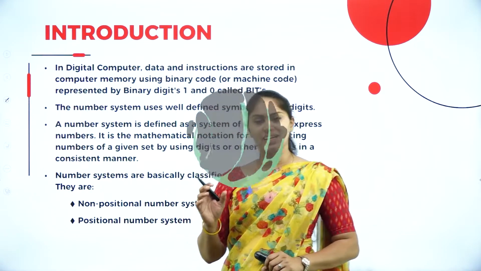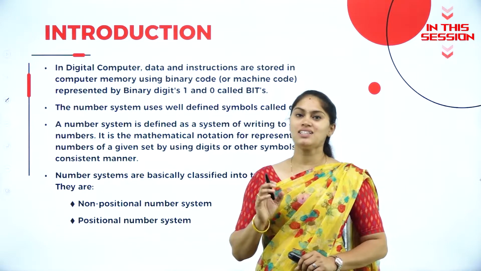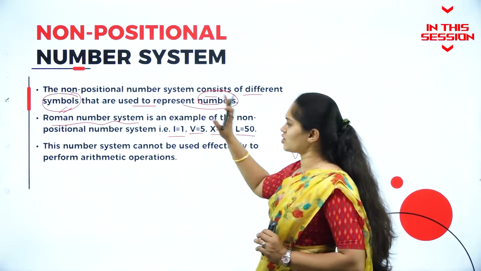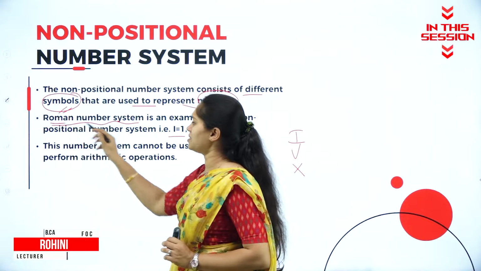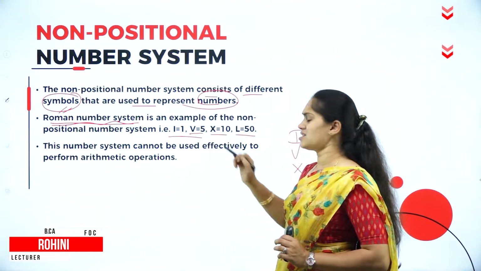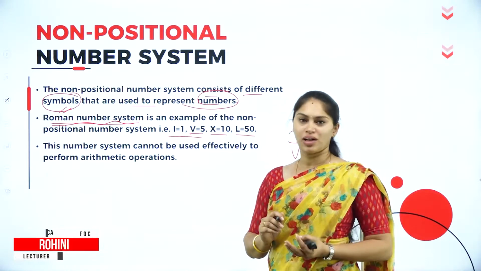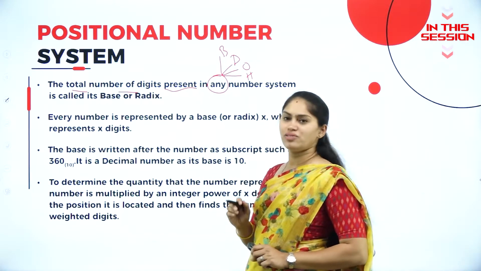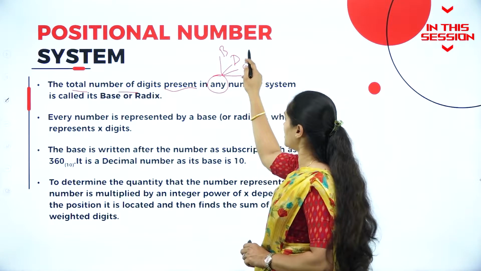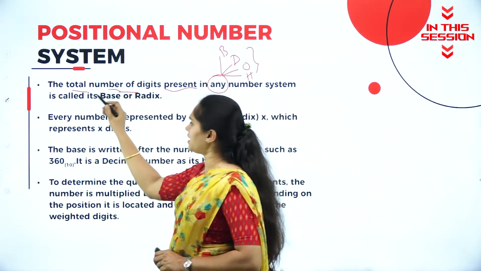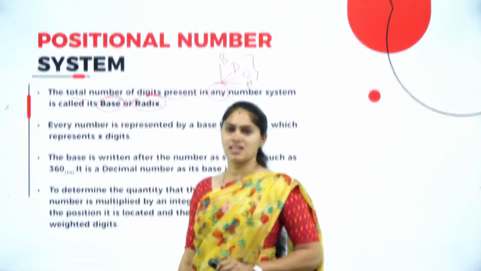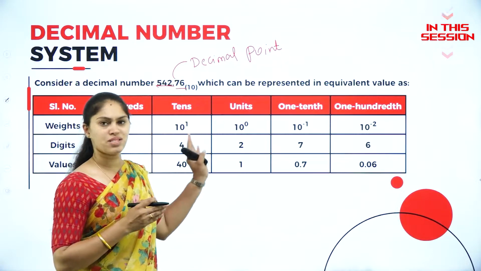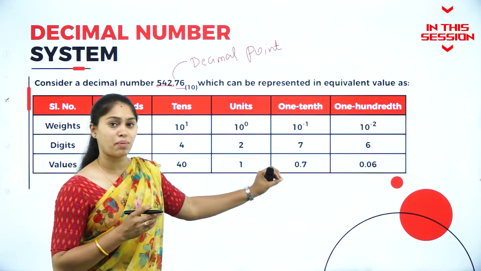When it comes to the digital computer, it is always going to deal with zeros and ones. That is what binary numbers or machine code are. The non-positional Roman number system is an example, where we use certain symbols to express or represent the numbers. The total number of digits present in a particular number system, we call that what? Base or radix. In the positional number system, we have decimal. Totally it has 10 digits from 0 to 9, and it is expressed with the power of 10.